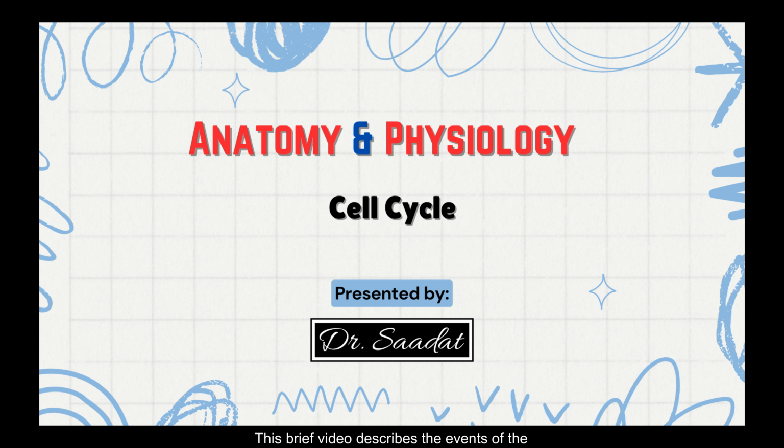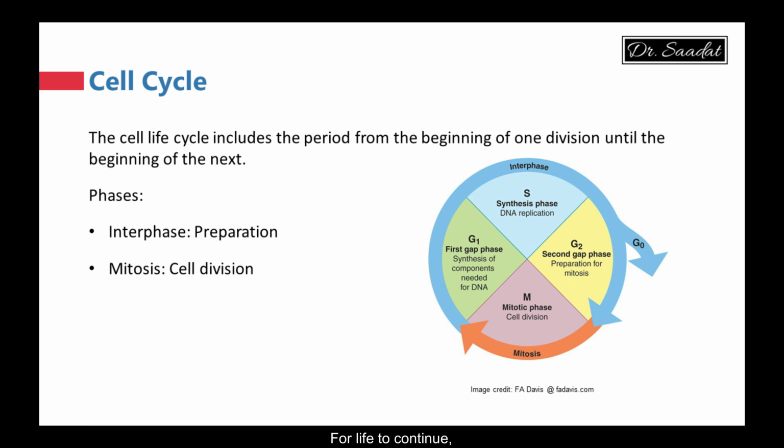This brief video describes the events of the cell cycle. For life to continue, cells must periodically divide. The cell life cycle encompasses the series of changes a cell undergoes from the time it is formed until it divides. The cell cycle can be divided into two main phases: interphase and mitosis.